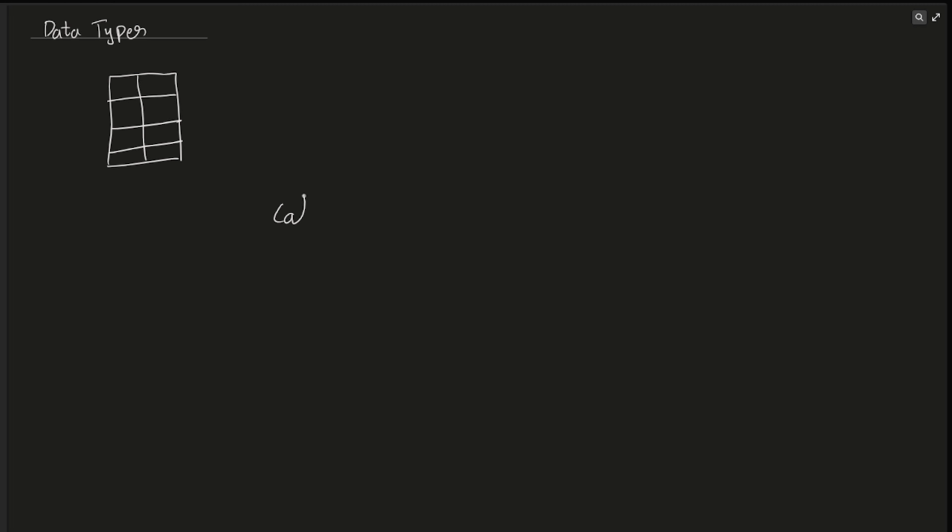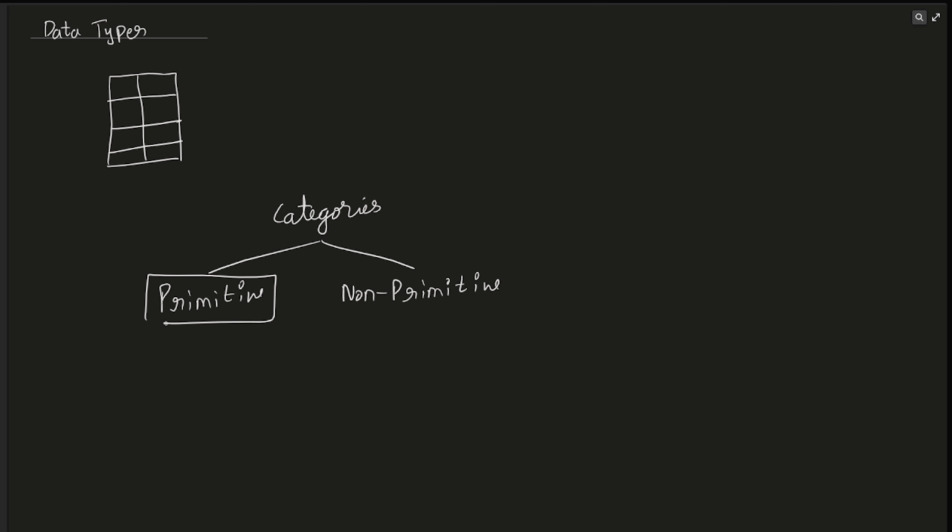We have mainly two categories of data types. One is primitive data type and the other is non-primitive data type. Within primitive data type, we have 8 types. Let us look into the 8 types of primitive data types first and then we'll go to non-primitive data types.